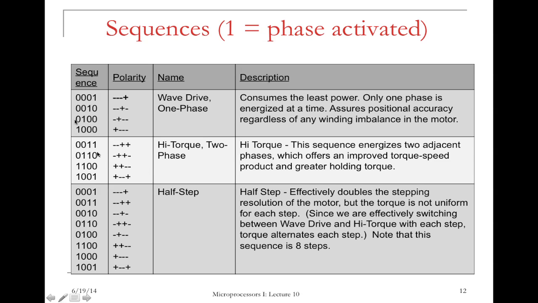The next way to supply these patterns is to energize both pairs. So you can see in each sequence we have 2 high voltage or 5 volts, depending on the supply voltage. We have 2, both pairs were energized. This will provide you higher torque, so you have the capability to drive a larger load. This offers improved torque speed product and greater holding torque.